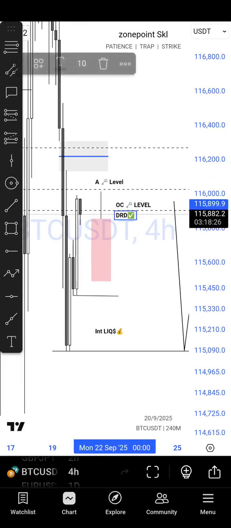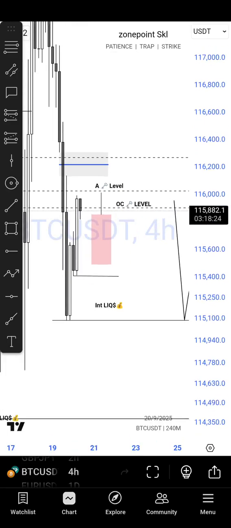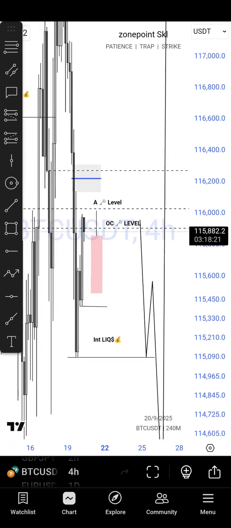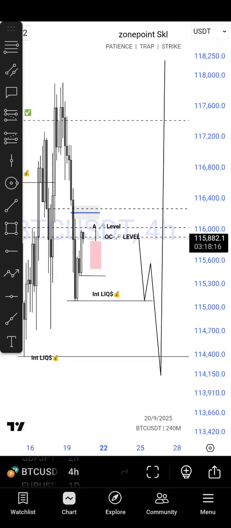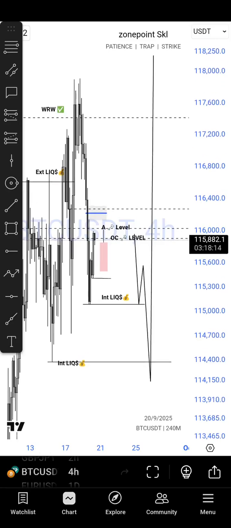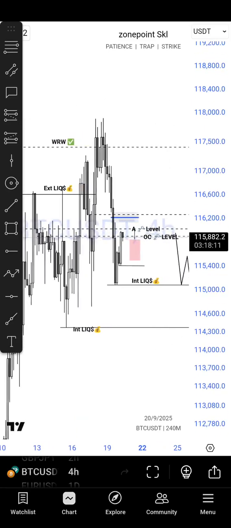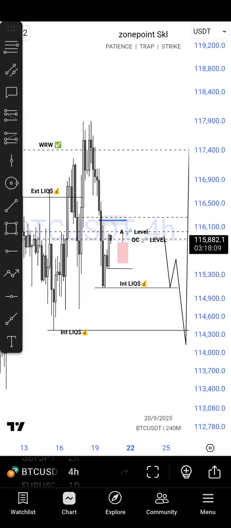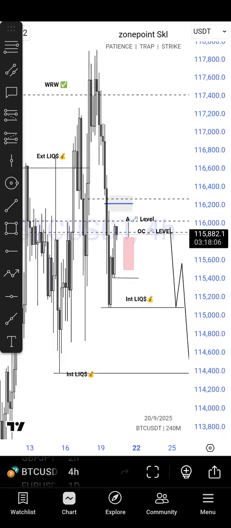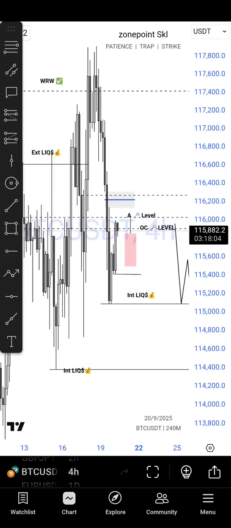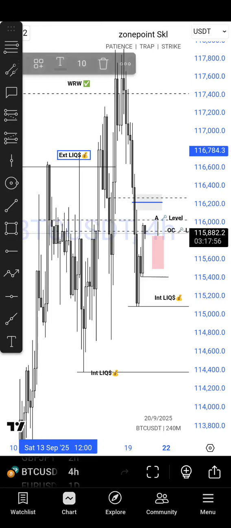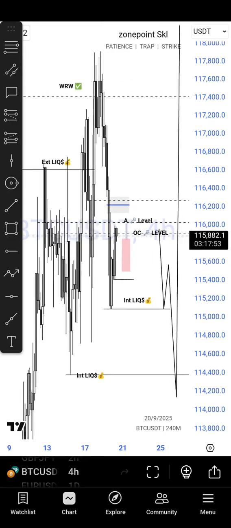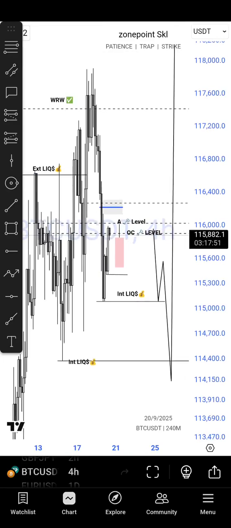So let's just delete this, our daily reject daily. I don't want to confuse people. So this is what I'll be expecting. Like my expectation, this is what it looks like. Expecting this candle to give me information like this. This is OC level from the daily. Don't forget, OC level from the daily. This is OC level from the daily, A level from the weekly.